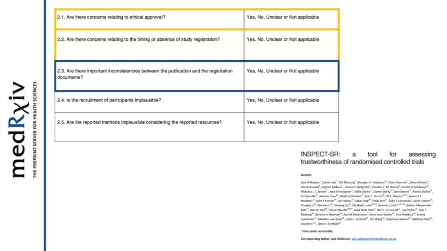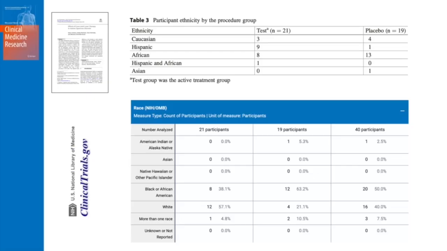So, are there important inconsistencies between the publication and the registration documents? Yes, no, unclear, not applicable. You can have a look, and it's very interesting and actually good practice, because they posted the results on clinicaltrials.gov. This is nice because you can compare the results on clinicaltrials.gov with the results of the study. It makes it possible for you to check for inconsistencies. And you can see a few inconsistencies in this study.